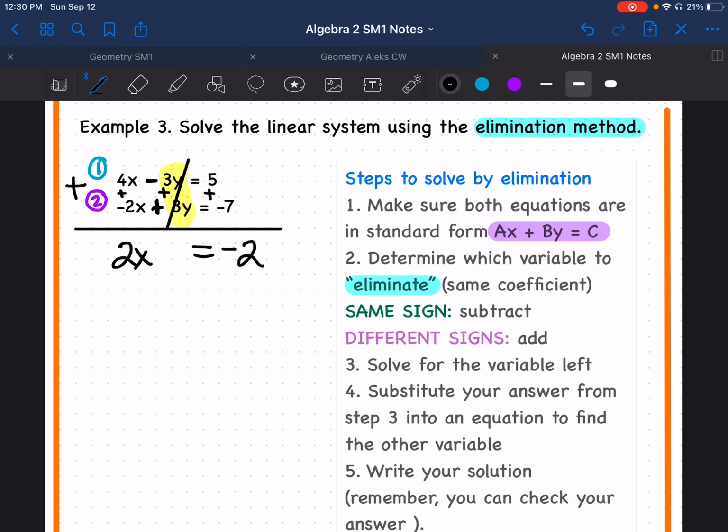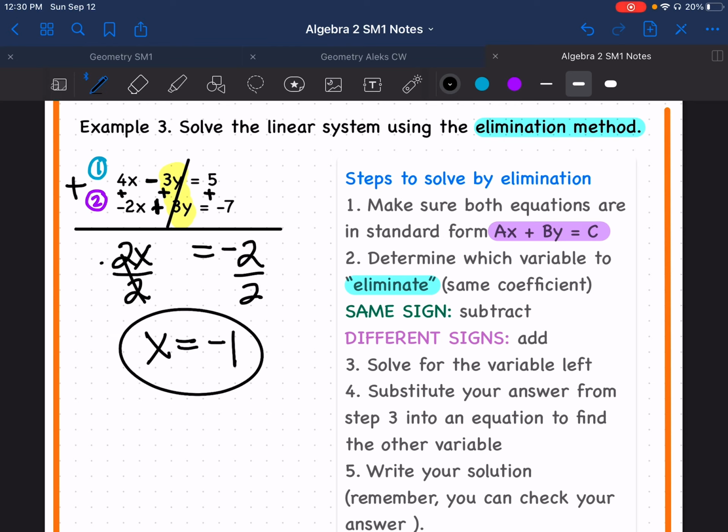Now, we created this third equation, and remember that's very important for when we move on to our next lesson. I have a third equation, and now all I'm going to do is solve for the variable that's left. To do so, I simply have to divide. -2 divided by +2 gives me -1, and there's my answer.